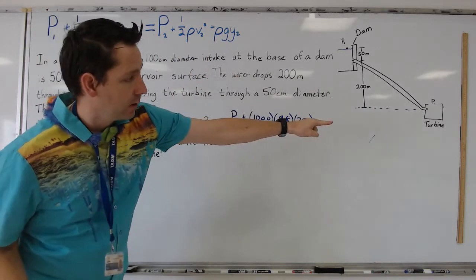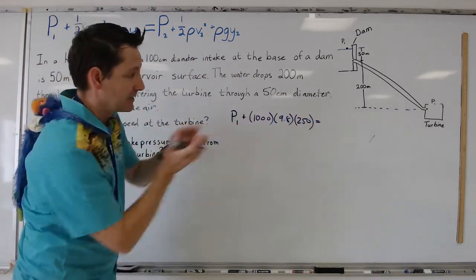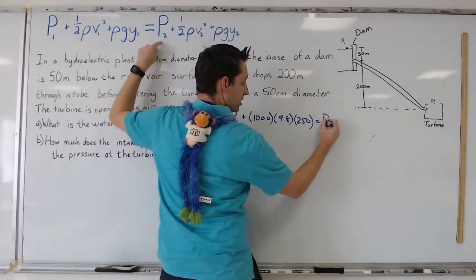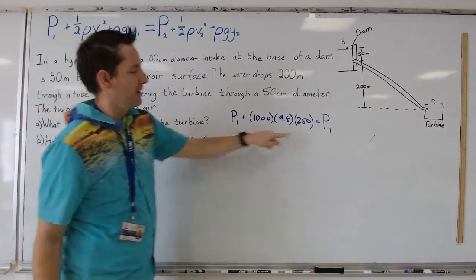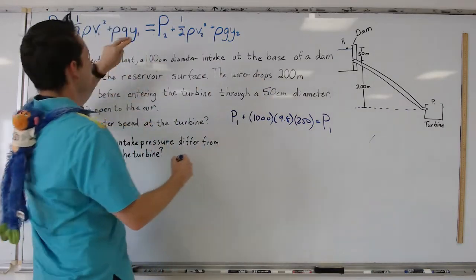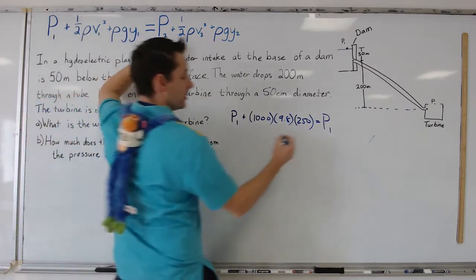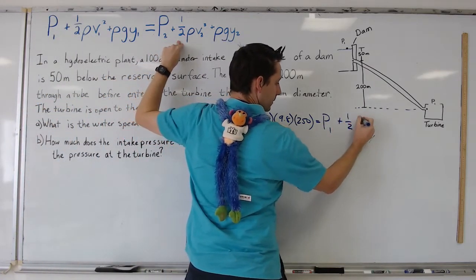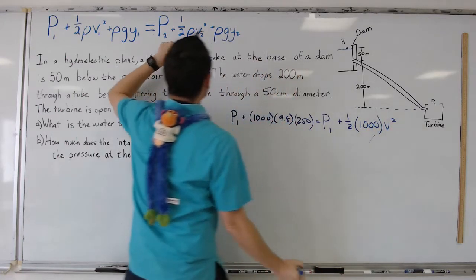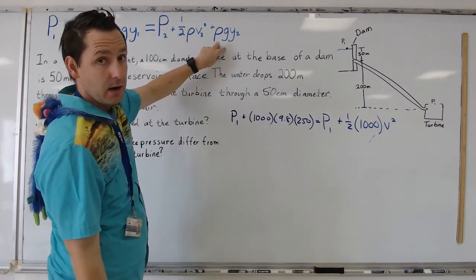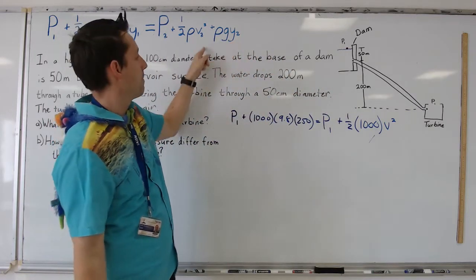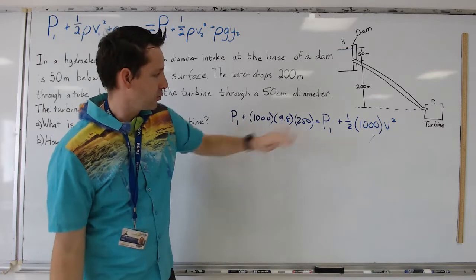Now point 2 is going to be down at the turbine as the water starts spraying out. Again, the pressure is going to be atmospheric pressure, P1. It turns out that it doesn't matter that we don't know what it is, because it's going to end up canceling out. Plus 1/2 rho v squared. Density is still 1,000. That's the velocity we're looking for. Plus rho g y, but because I defined that as 0 height, this will be 0, and that term's going away. So that's what we end up with.